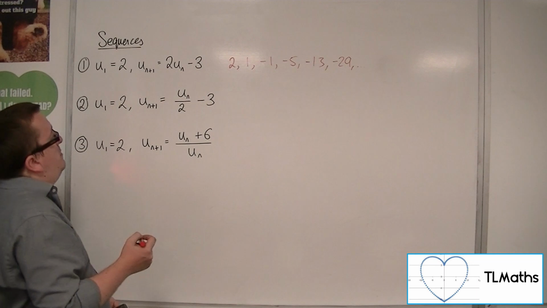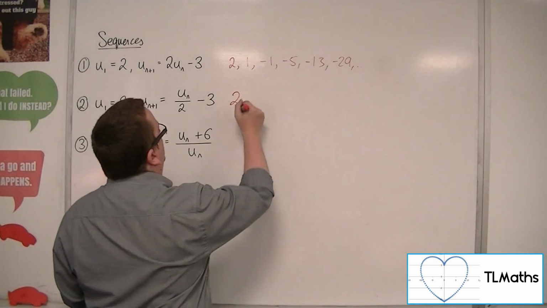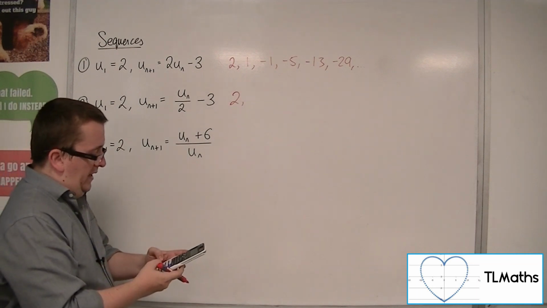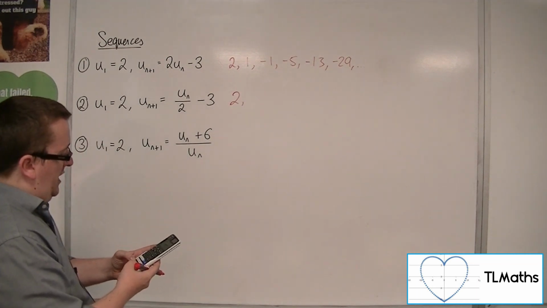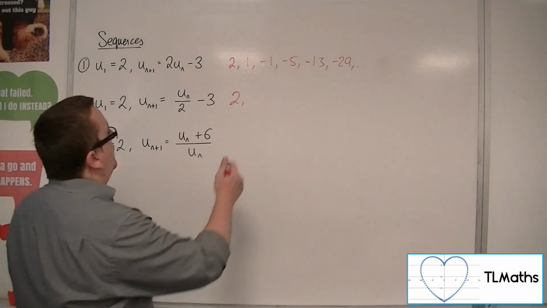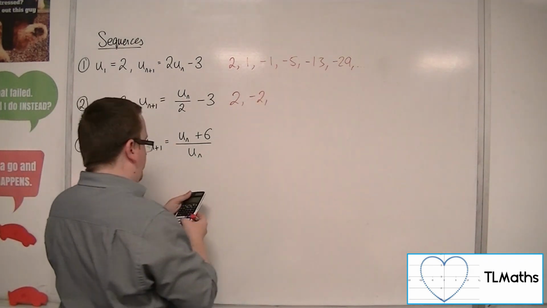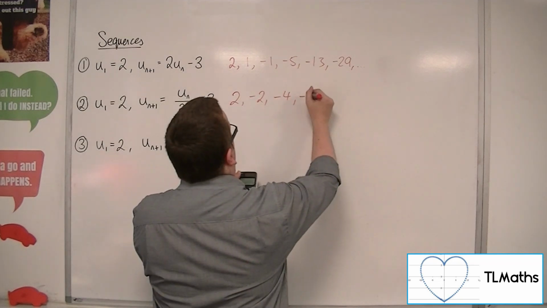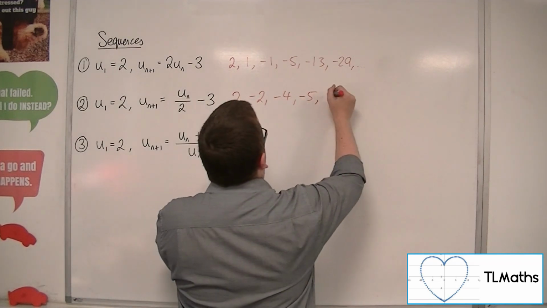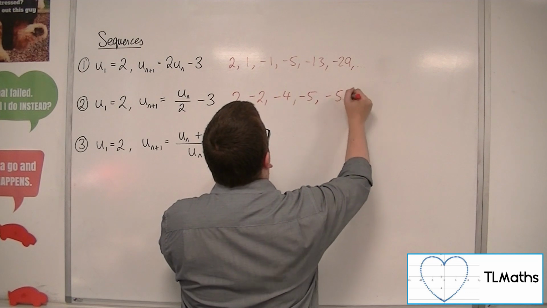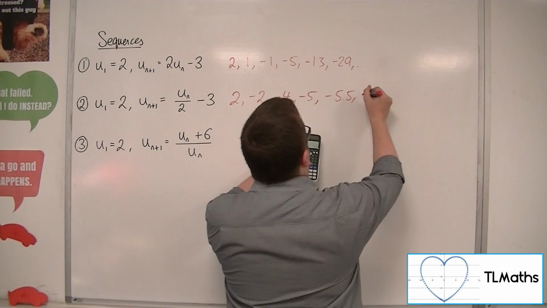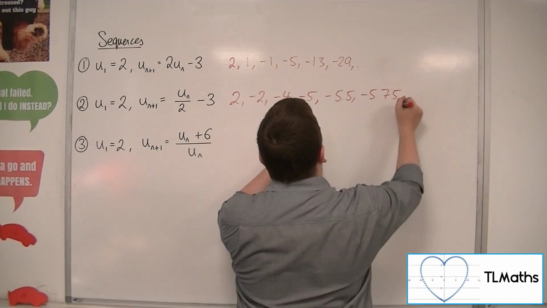So let's go with number 2. Let's see what happens then. So we've still got the starting value of 2. So 2, press equals, then answer key divided by 2, take away 3. So our next term is minus 2. Then we've got minus 4. Then we've got minus 5. Then we've got minus 11 halves, so minus 5.5. Then we've got minus 23 quarters, or minus 5.75.